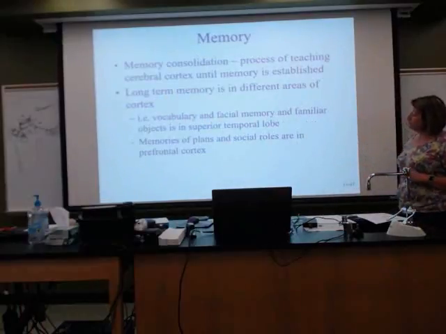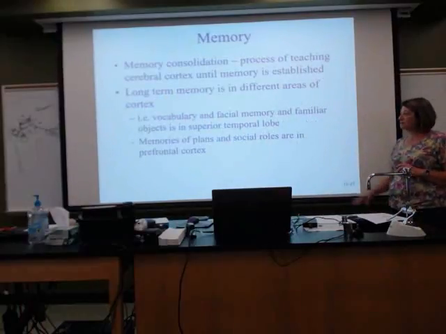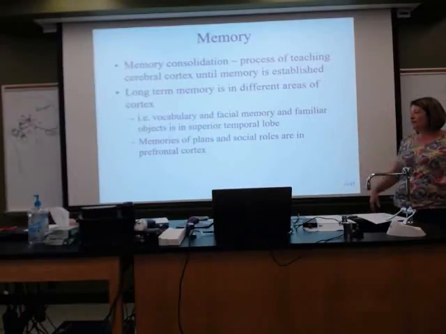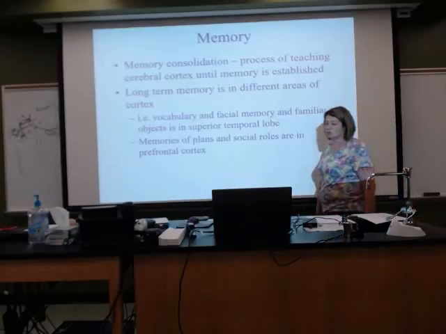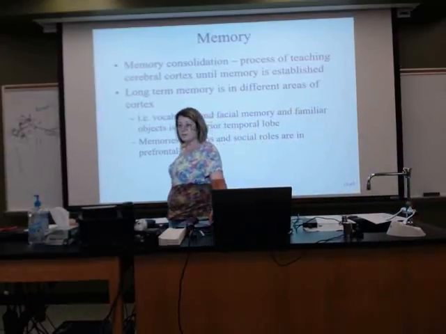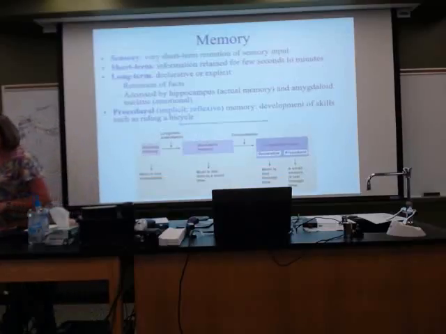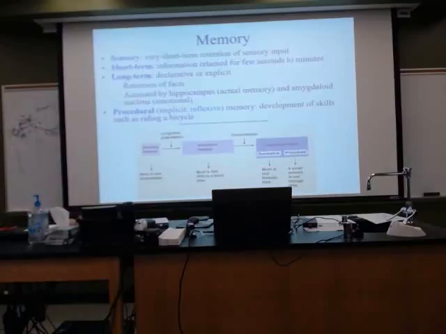Facial memory and familiar objects are in areas of the temporal lobe. Memory of plans and social roles are in areas of the frontal lobe. I have to make sure that they're in the right area so that I can have the correct response. So we need to have our deep sleep.